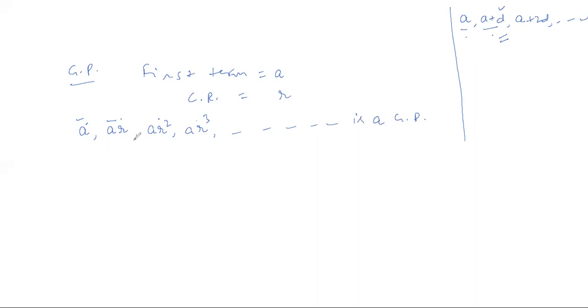We'll multiply by R in each term. So this is how it will be a GP. Let's see what will be the nth term of a GP. What will be the nth term of a GP? And we'll represent it by A_n in the same manner.